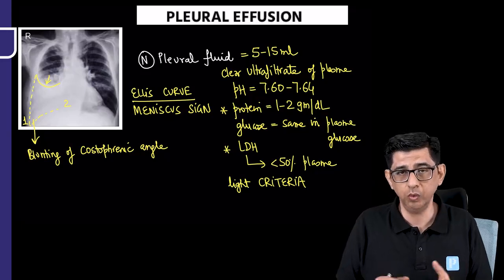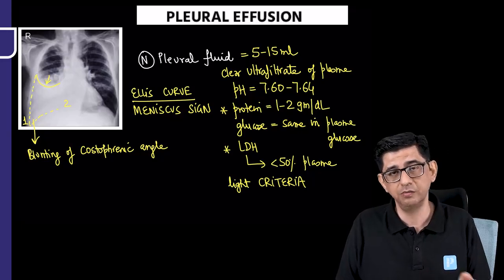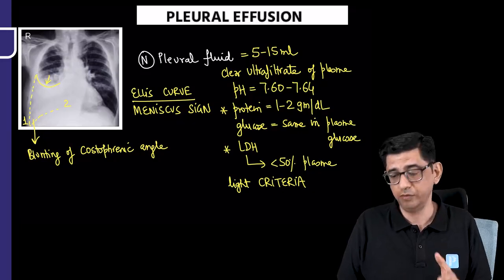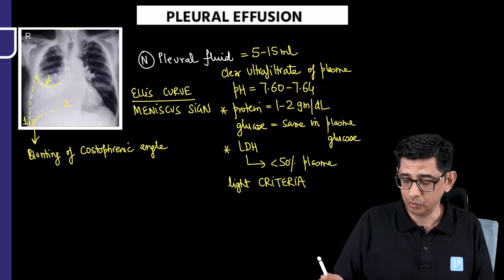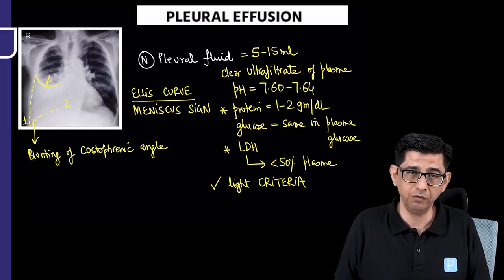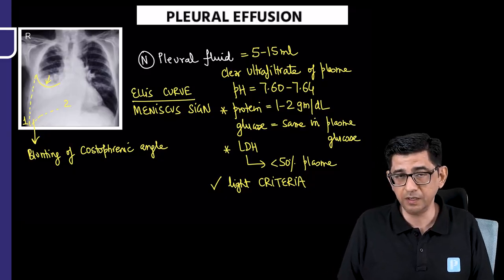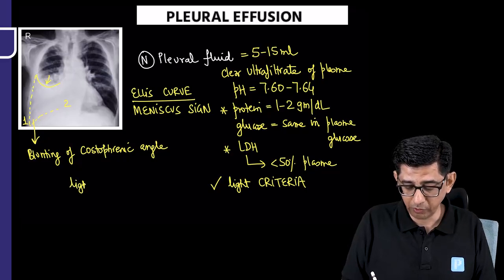And exudative, I gave you a heads up, means inflammatory fluid. So every time there's a cancer, tuberculosis, or a paraneumonic effusion, any inflammatory cause would have elevated LDH and elevated protein. So the main function of studying Light's criteria is to differentiate the transudative variety of pleural effusion versus the exudative variety.